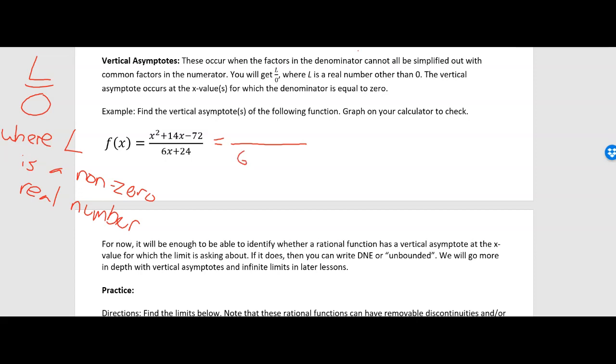Just GCF, I get 6 times the quantity x plus 4. Factoring our numerator, I need 2 factors of negative 72 that add to 14. So we're going to have x plus 18 times the quantity x minus 4. Now, if there were 2 factors that simplified, we would simplify those out because those would then not be a vertical asymptote. If we think back to last lesson, if we have 2 factors that simplify, there's actually going to be a removable discontinuity there, not a vertical asymptote.